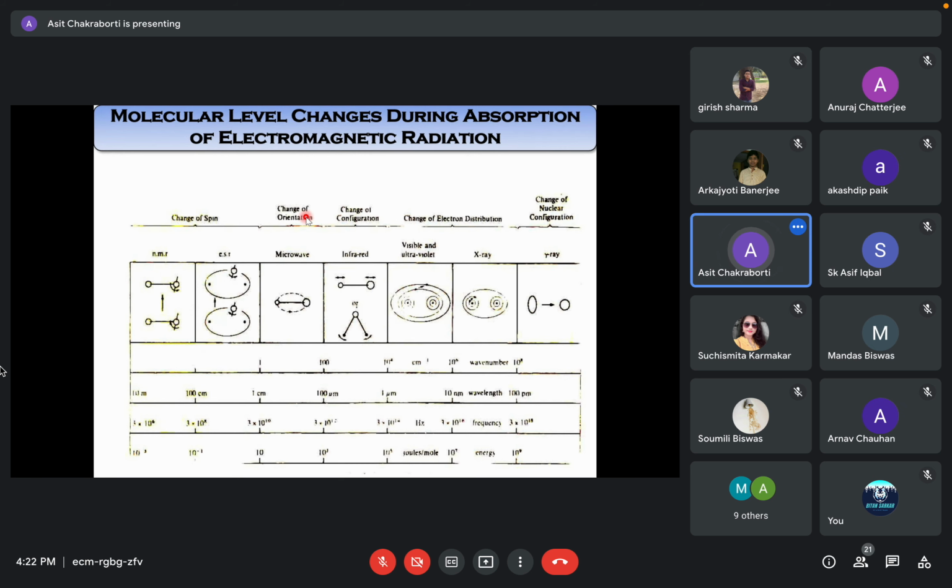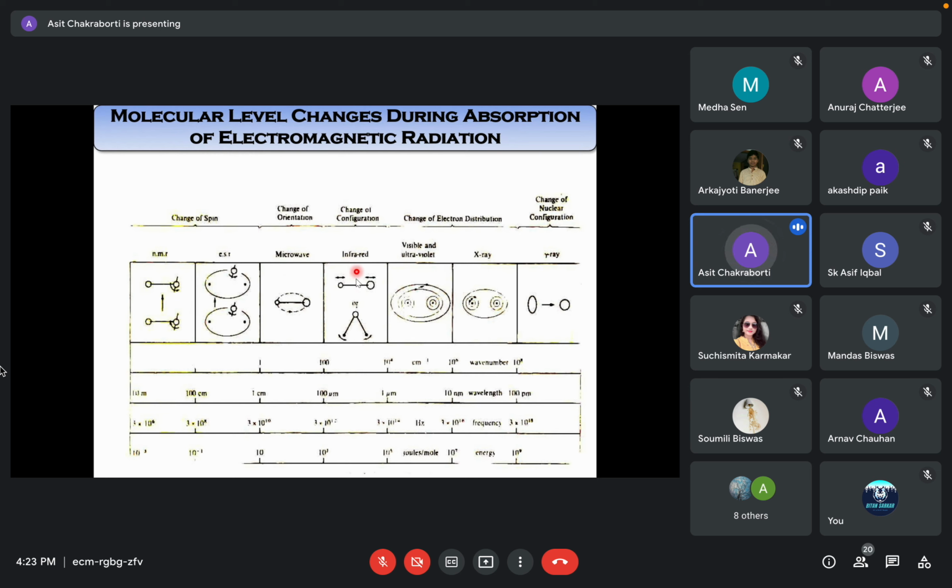Then microwave is not used routinely by the chemist, but it is used by the physicist for getting an in-depth analysis. So this tells you that molecular level changes take place inside the analyte molecules when they interact with radiation. So this is the change of spin. This is the change of orientation, right? East, west, north, south, orientation changes of the molecules.